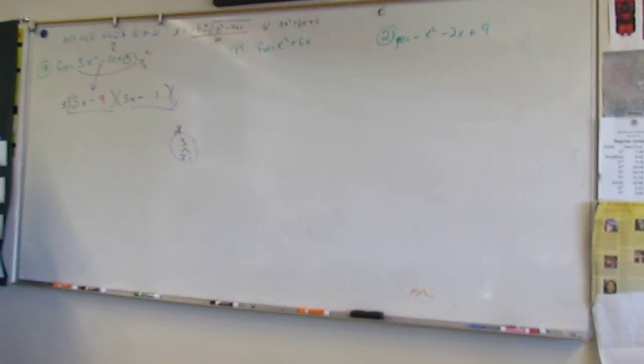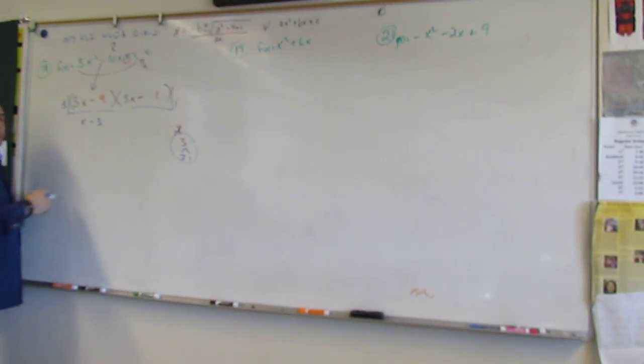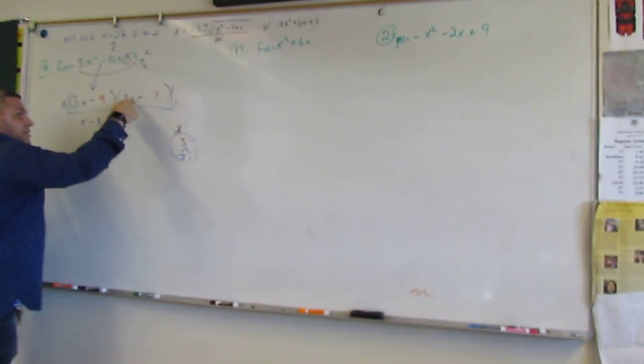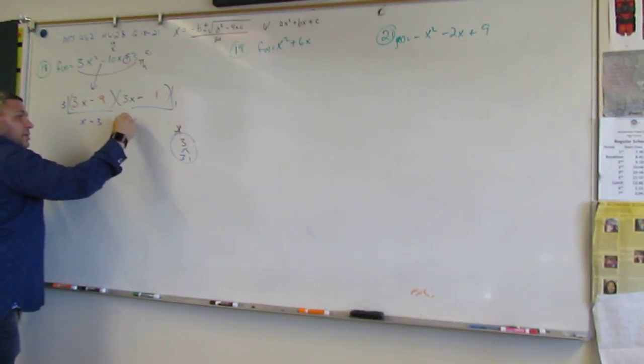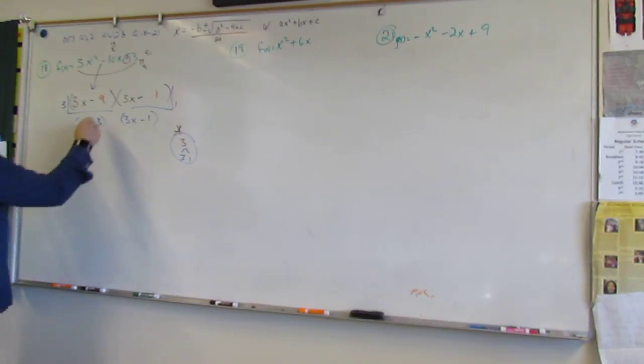Last step. We got to take out our 3. So you take out your 3, and you're left with, how many times does 3 go into 3? How many times does 3 go into 9? 3. How many times does 1 go into 3? 3 times. How many times does 1 go into 1? 1 time. Alright, so that's your factors, right? But if you want to solve this for the zeros, like they're asking you, you have to make it equal 0.